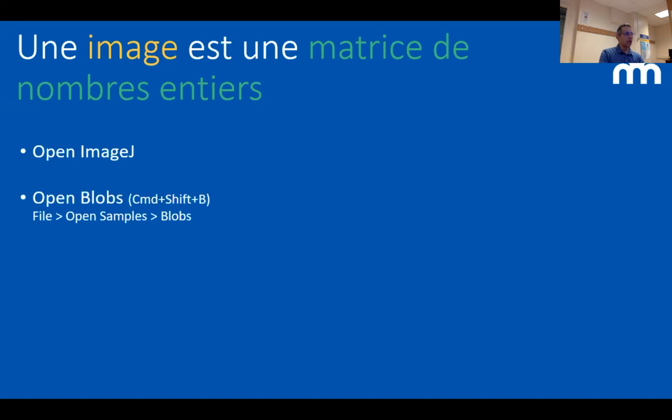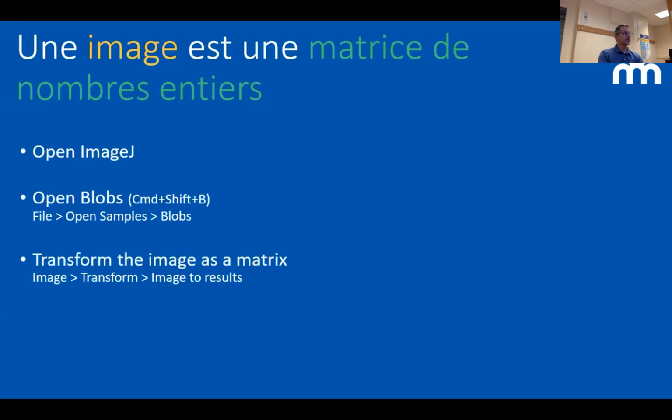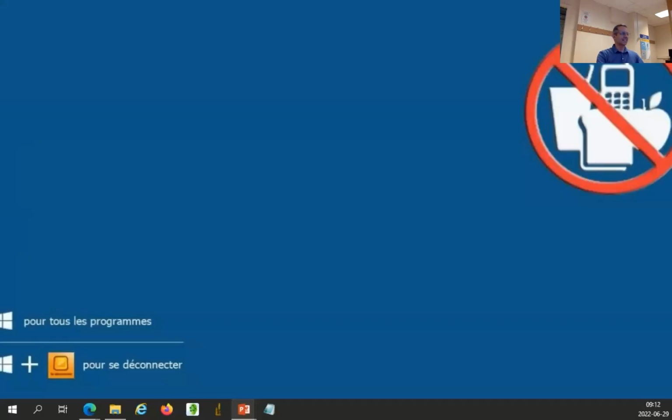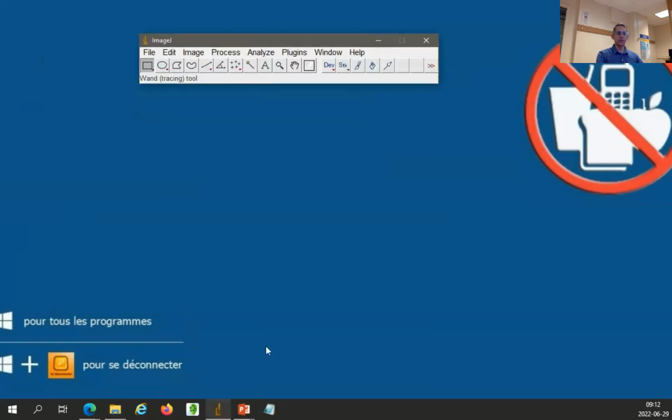So the task of today is to open ImageJ, open blobs, a little file, and transform these blobs into a matrix using this function. I'm supposed to try to do it on my own computer, and you're supposed to be able to see it. Ah, wait. There. So if you open ImageJ, it should look like that.